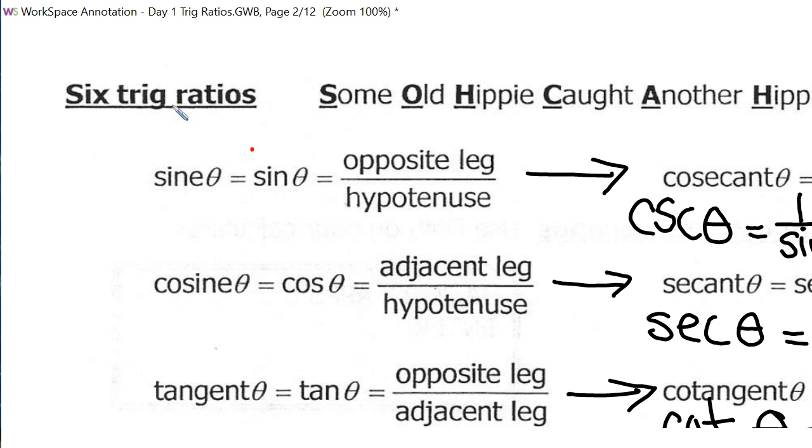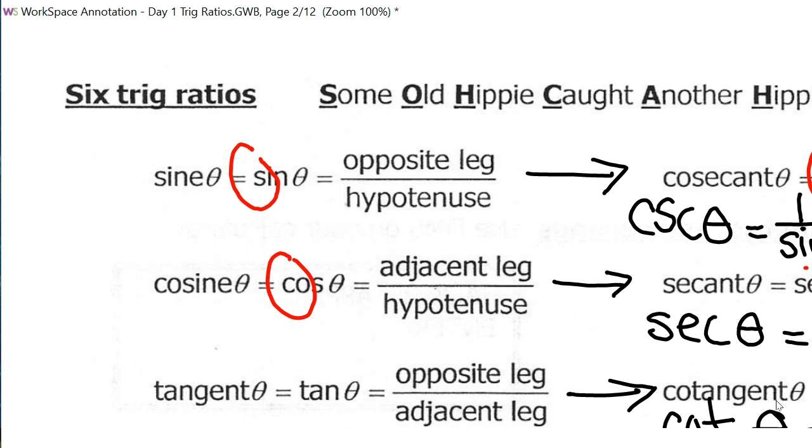Notice we just look at the first letter. First letter of sine is S. First letter of cosecant is C. If you look at cosine, the first letter is C. If you look at secant, the first letter is S. So the C's and S's make a pair: sine with cosecant and cosine with secant. That's really the only trick you can do to remember those pairings of those reciprocals.